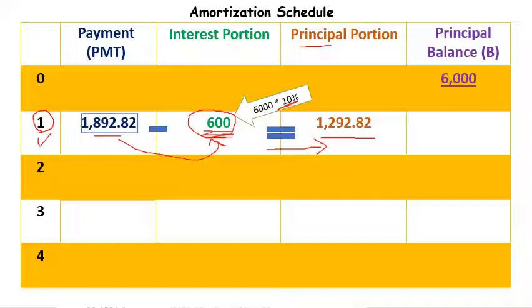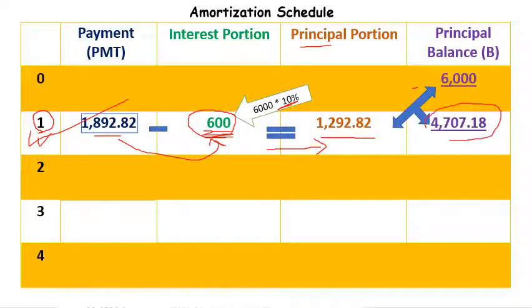So the original principal, or the outstanding balance of debt, is 6,000. It will be decreased by 1,292. So the outstanding balance of debt will be the difference, which equals 4,707. So the outstanding balance of debt at the end of year one will be 4,707. How do we obtain this amount?